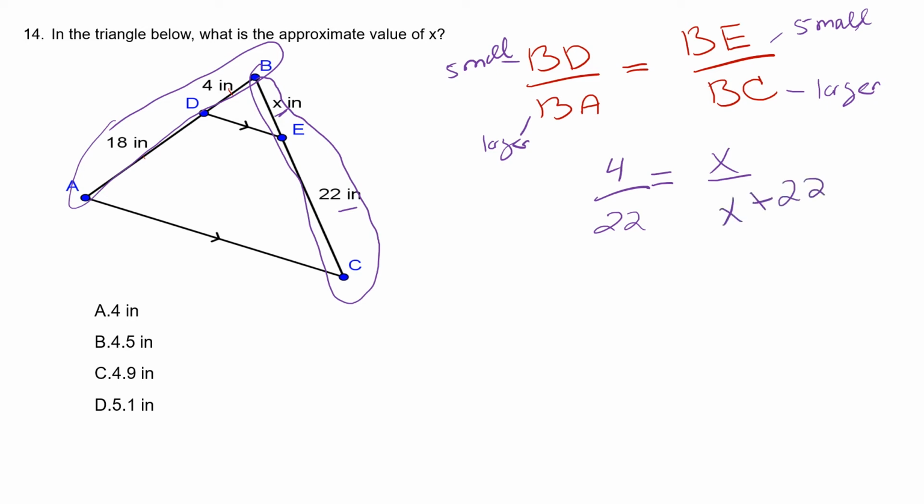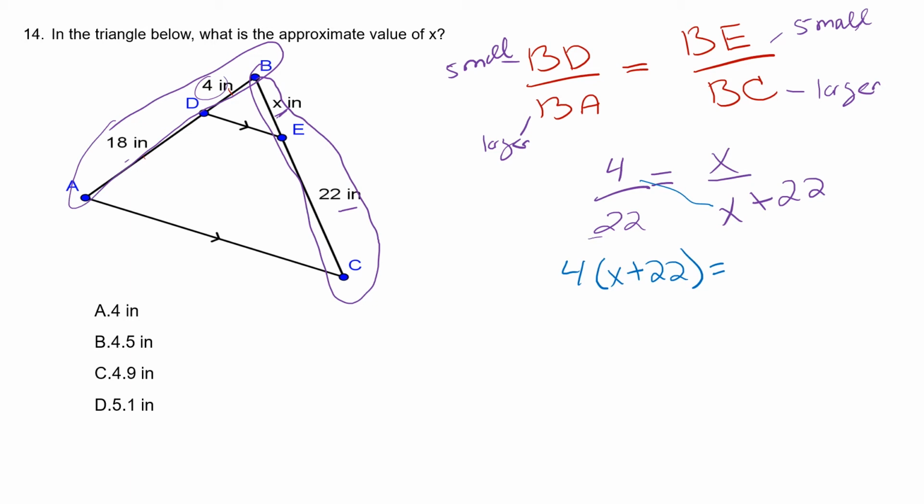So on the other side, we had 4 and 18, so that's how we got to 22. But for side BC, we don't know what X is, and so we just had to write an expression of X plus 22. So now to solve it, we're going to cross multiply, so algebra skills. So 4 times (X plus 22), and I'm using parentheses because I have to use the distributive property because I have to multiply 4 by both the X and the 22.